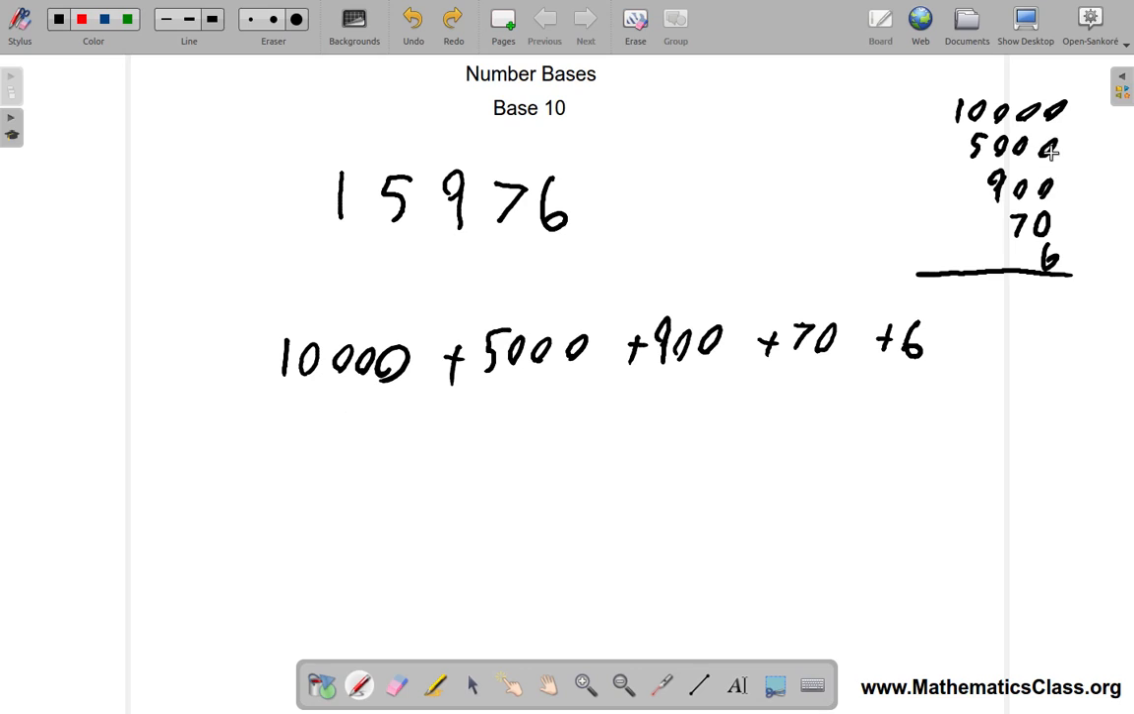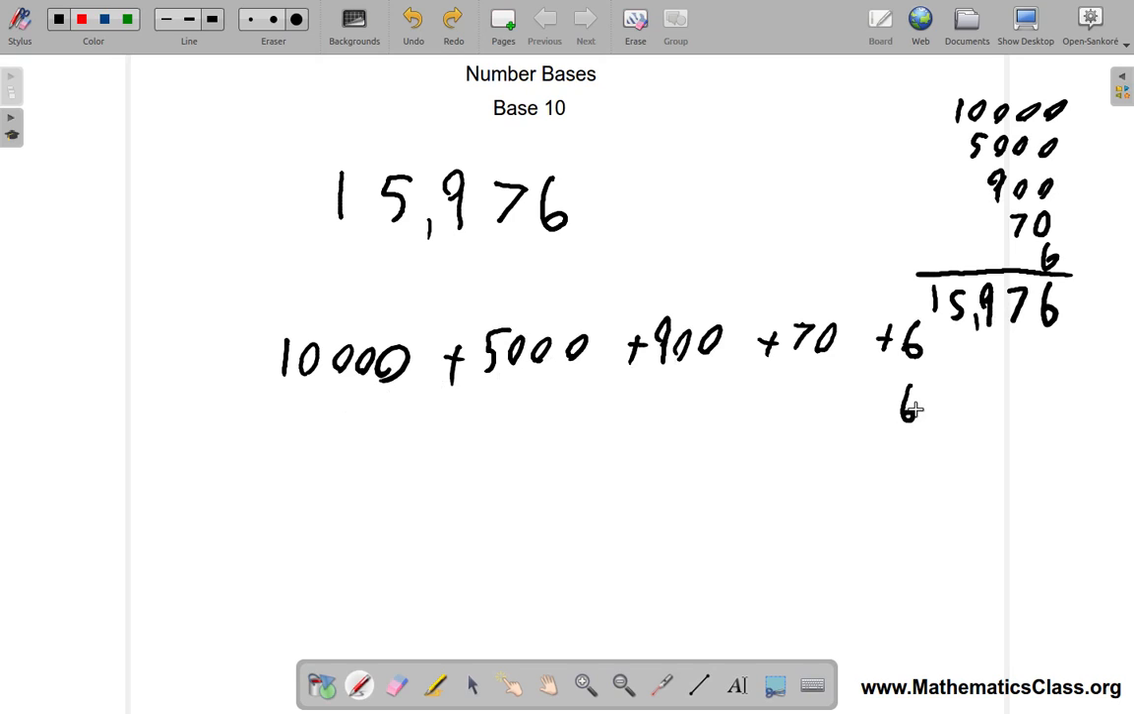So 6 and 0 and 0 and 0 and 0. It's 6. 7 and 0 plus 0 plus 0. That's 7. 9 plus 0 plus 0 is 9. 5 plus 0 is 5. And 1. Okay. So it does work out. It's 15,976. I'll just put a comma here, as is customary, to show the thousands. Okay, good. Now, what does this all mean?